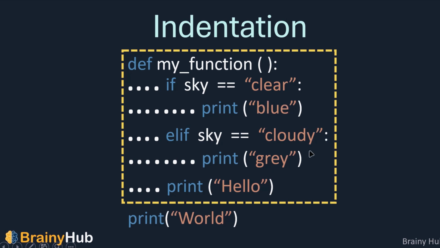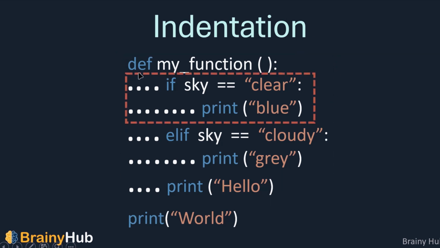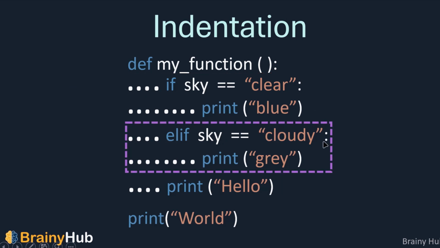Then we are doing the same thing using an elif, but we are checking if the sky is cloudy. If yes, then we are printing gray. And then we are printing hello, and finally at the end we are printing world. So this will be considered a single block, and this if statement will be considered another block of indentations, and the elif will be considered another block of indentations. So you can look at it something like this.